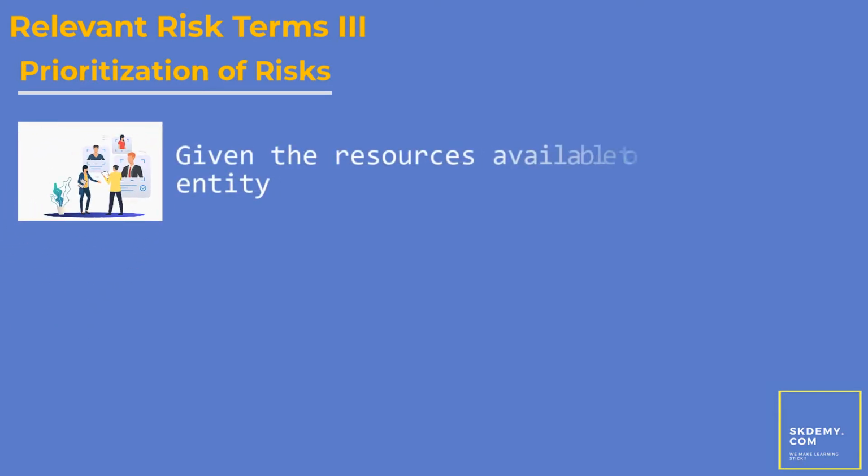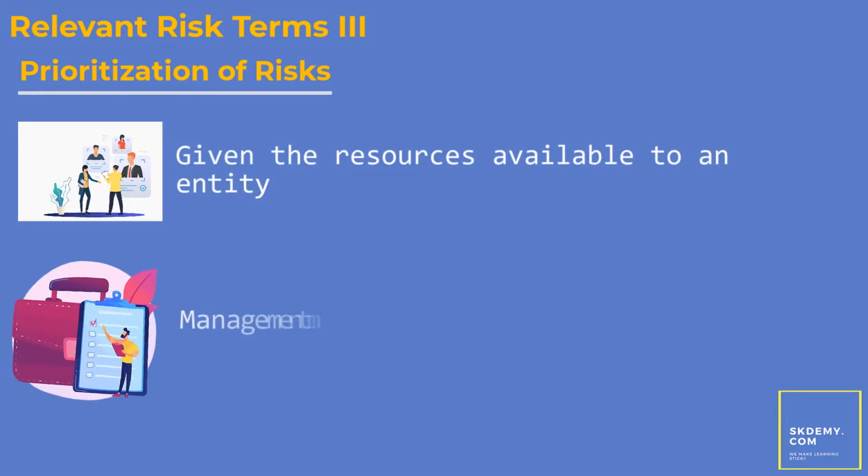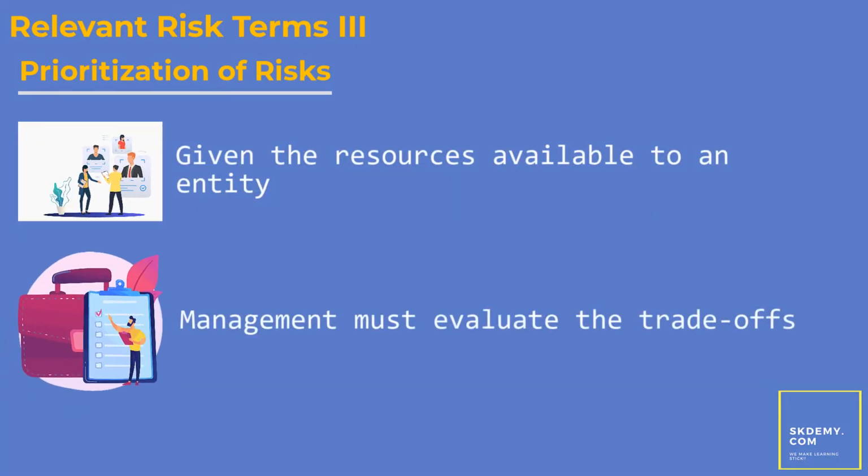Given the resources available to an entity, management must evaluate the trade-offs between allocating resources to mitigate one risk compared to another. The prioritization of risks, given their severity, the importance of the corresponding business objective, and the entity's risk appetite, helps management in its decision-making. Priorities are determined by applying agreed-upon criteria.